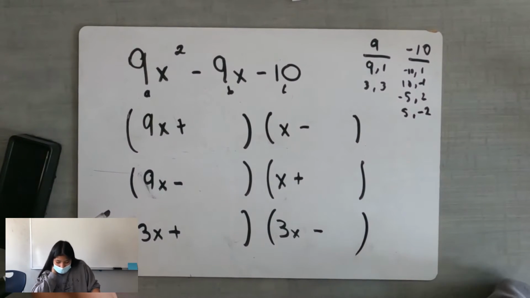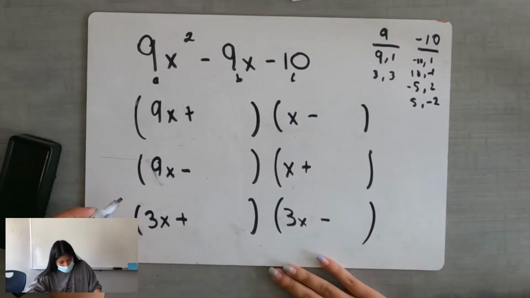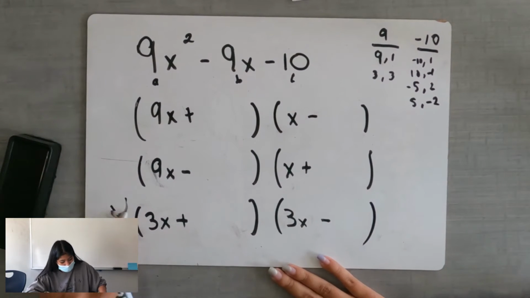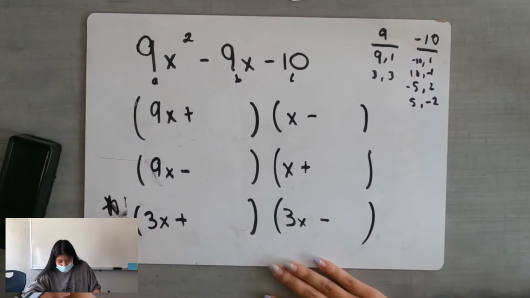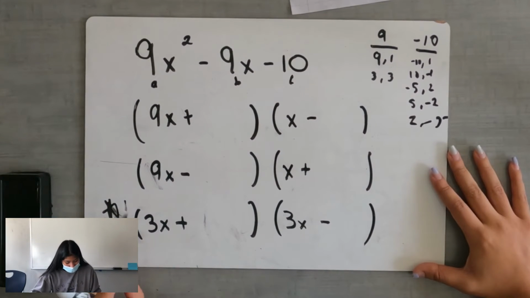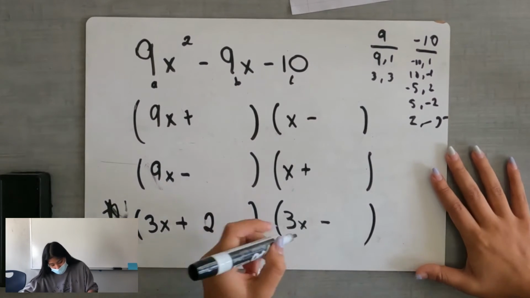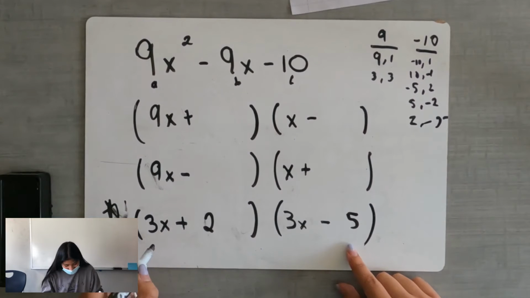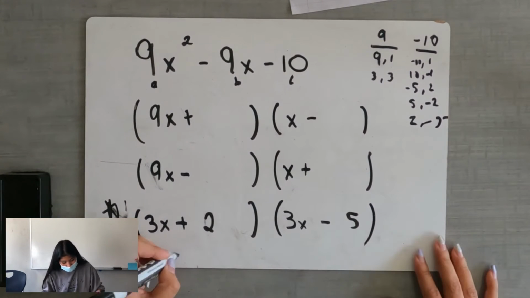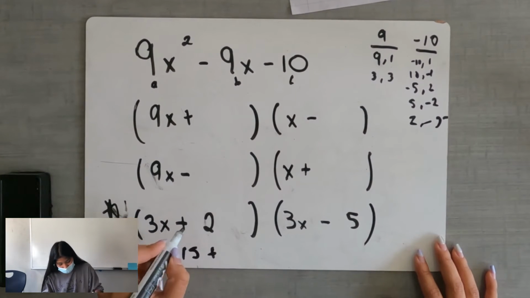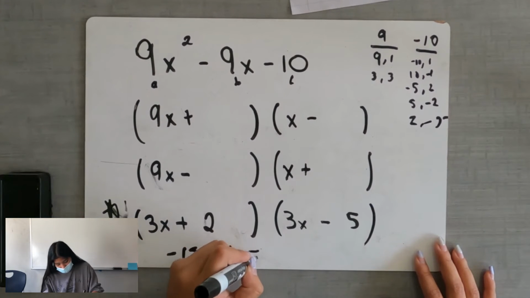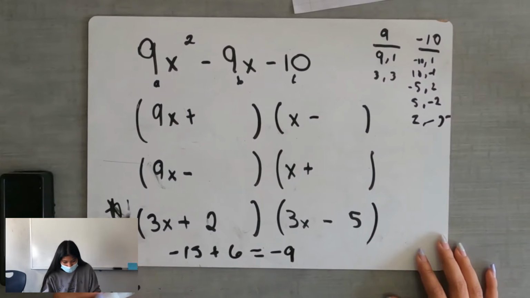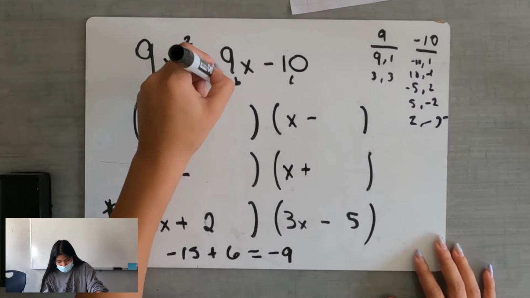But I'm just going to go straight to the right answer. So it would be this, the third option. After mixing and matching, we've determined that it's the third one, so you would get (3x + 2)(3x - 5). We can check it by doing 3 times negative 5, which is negative 15, plus 3 times 2, which is positive 6. So negative 15 plus 6 equals negative 9, and that matches with this.